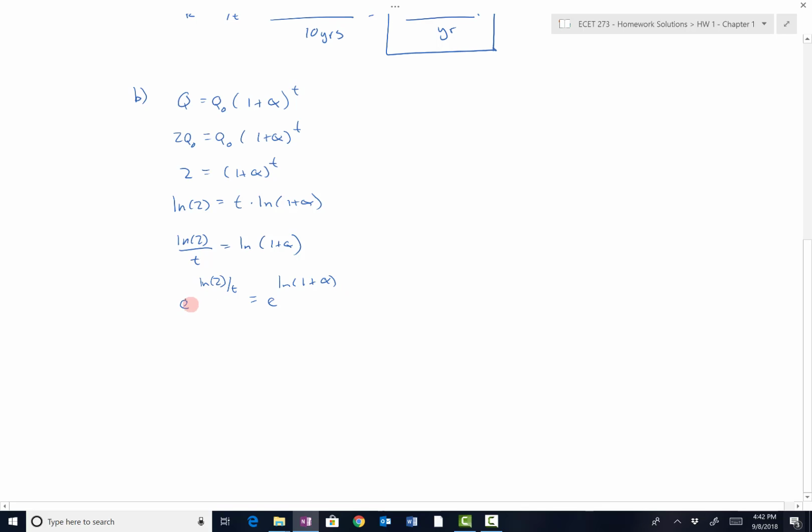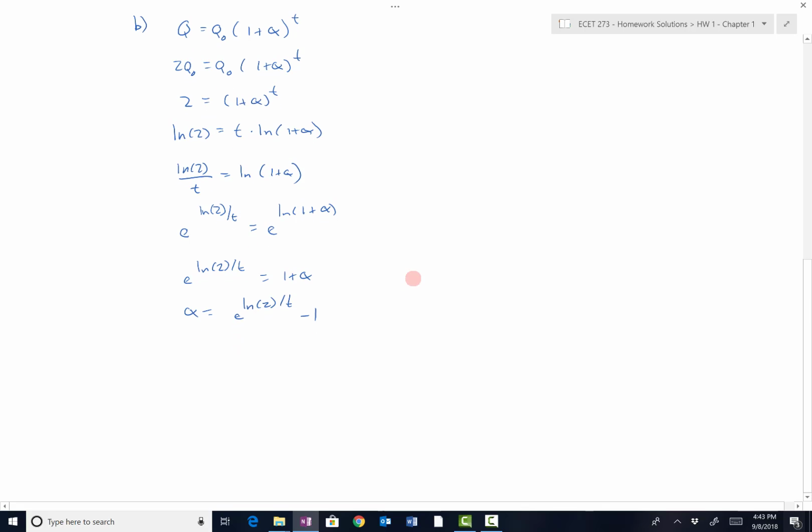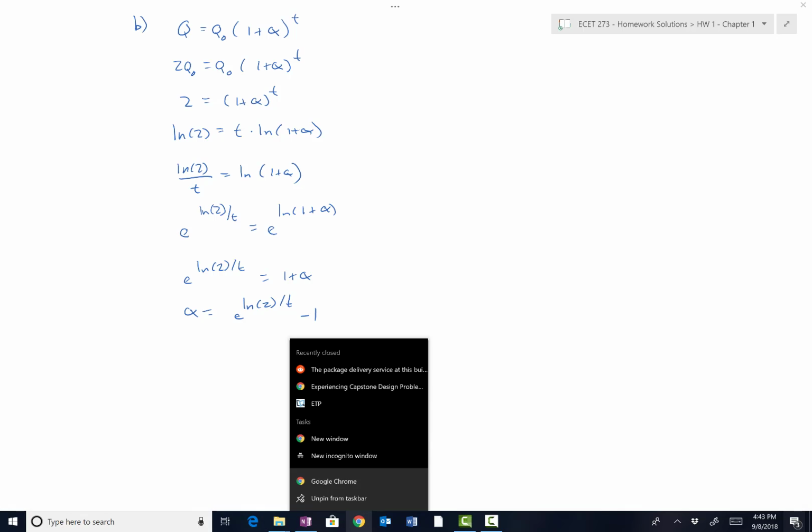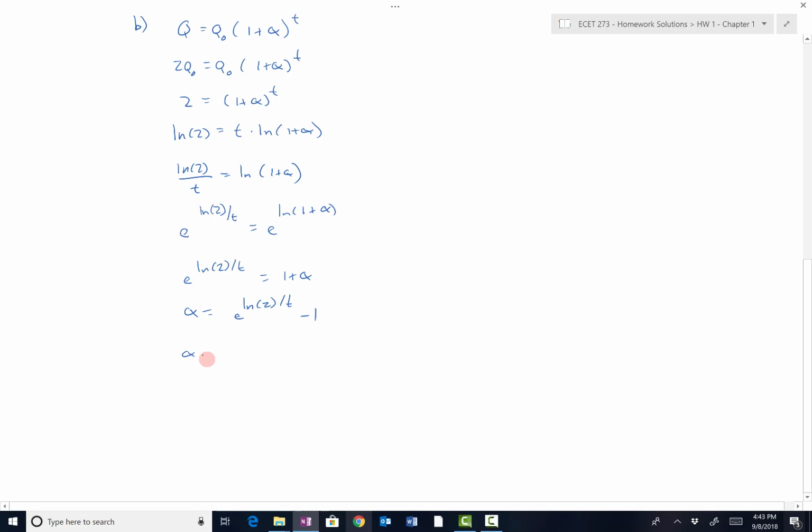So on this side, I can't do any simplification there. On this side, the e undoes the natural log, so this can be rewritten as e to the ln of 2 over t is equal to 1 plus alpha. And that allows me to solve for alpha as e to the natural log of 2 over t minus 1. We were asked for a 10-year doubling period, so alpha is equal to e to the ln of 2 divided by 10 minus 1, and that gives us 7.177% per year as our exponential growth constant.